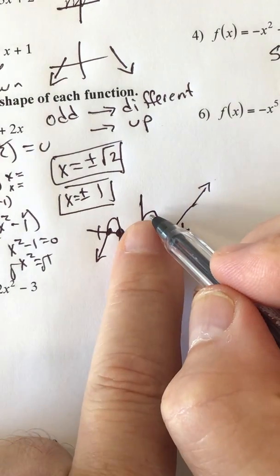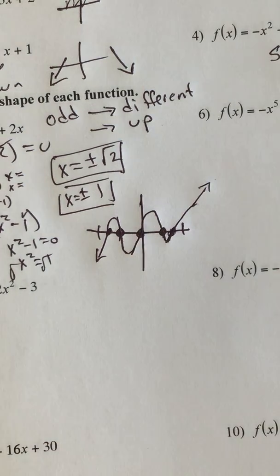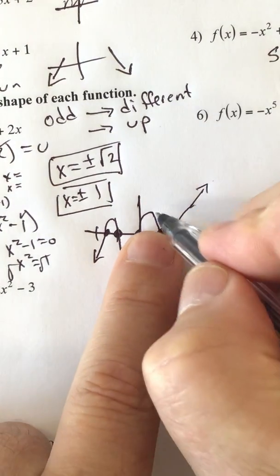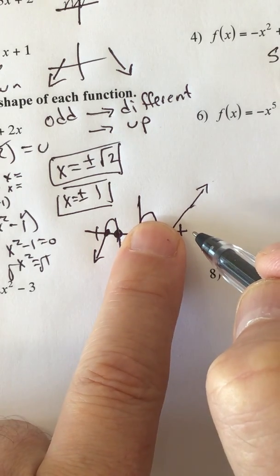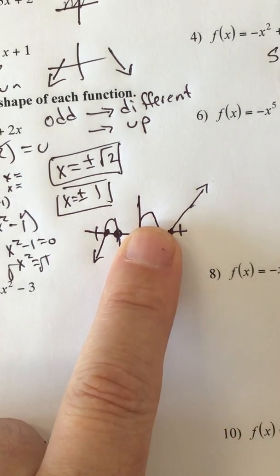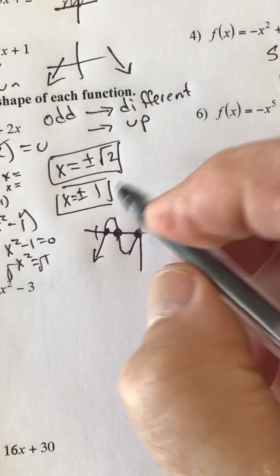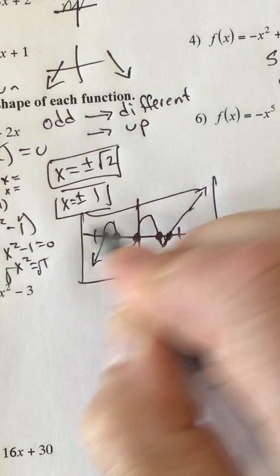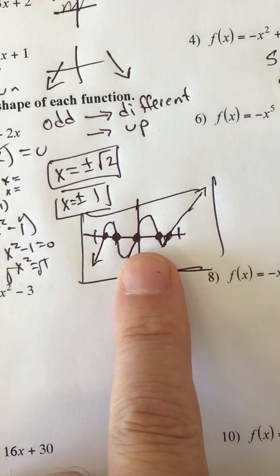Now, you do not have to care how tall these are. That's going to be for our calculator later. We do want to know how tall that goes, but we're not going to do that by hand. We're going to do that with a machine. So this is what I'm looking for: the zeros and the general shape.